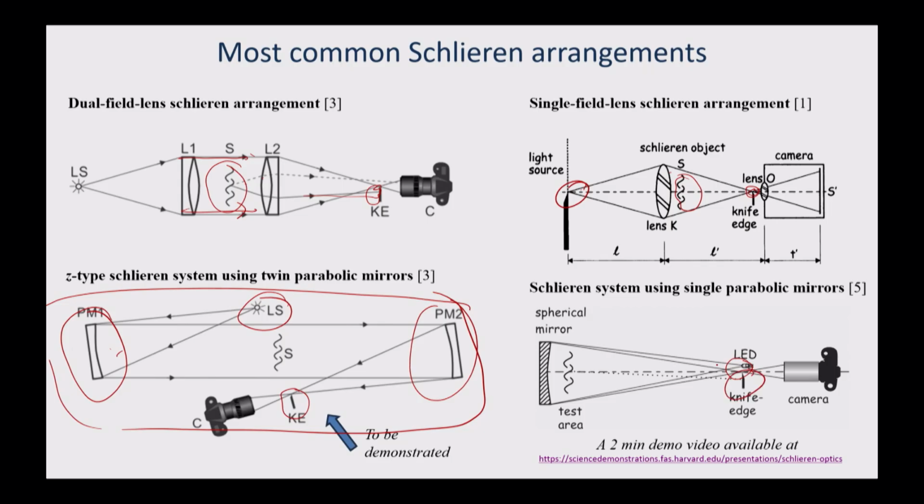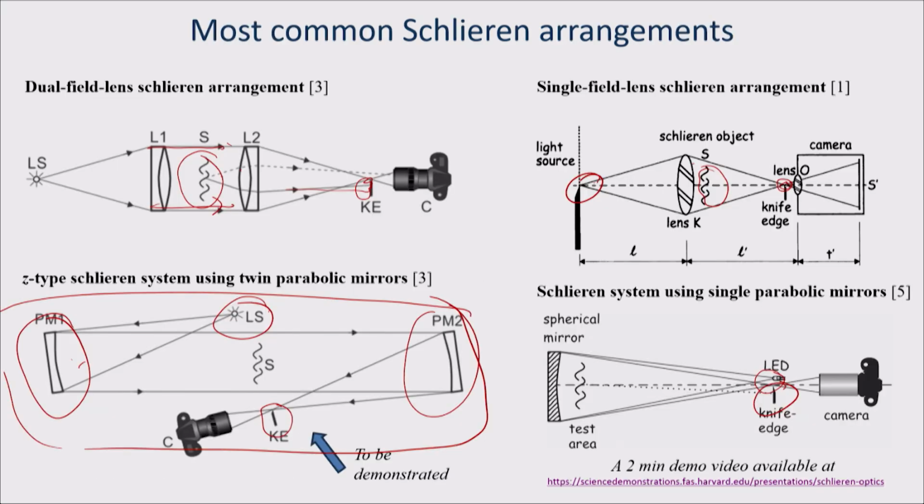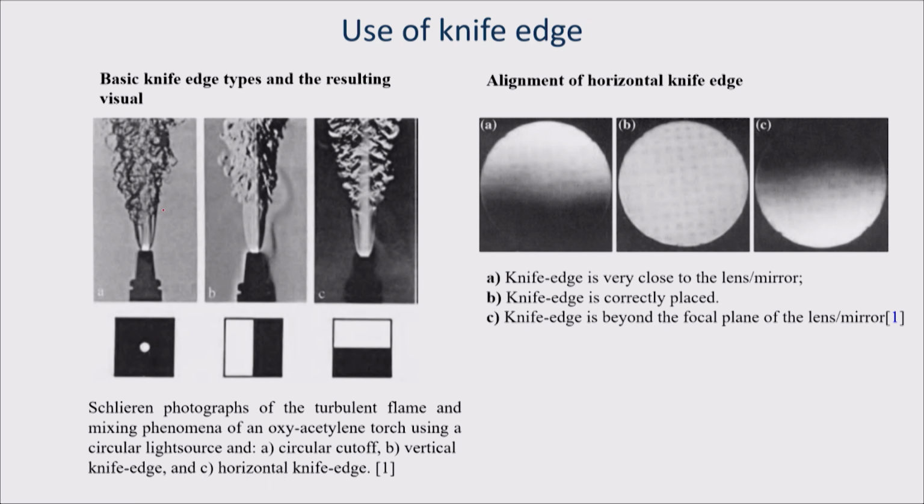Here the knife edge position is very important. Once the light gets deflected, you can put a circular aperture or use a knife edge. Based on the knife edge, if you put it in a horizontal position, you can see these images. We'll be demonstrating all that in the afternoon. If you put it vertical on one side, you can see that this side got blocked and this side is still there. Horizontal is one way to put it, where you get these things blocked, and also positioning.